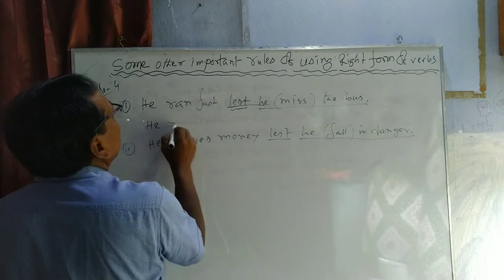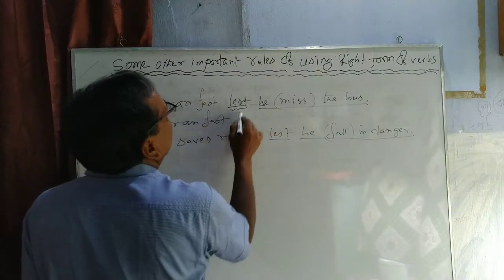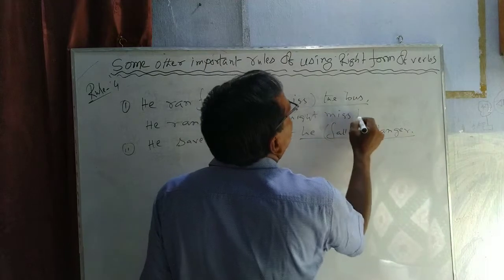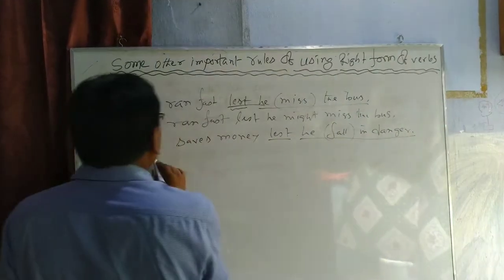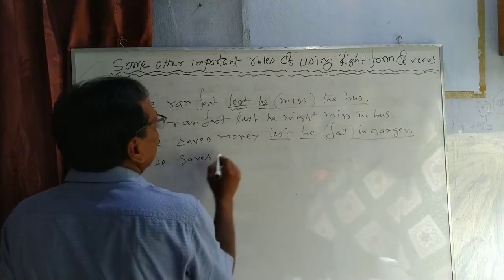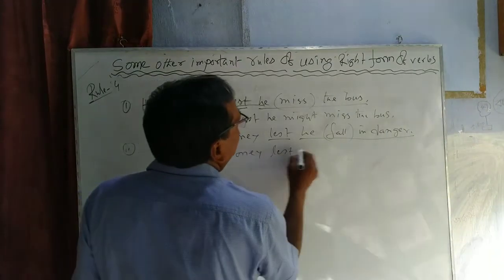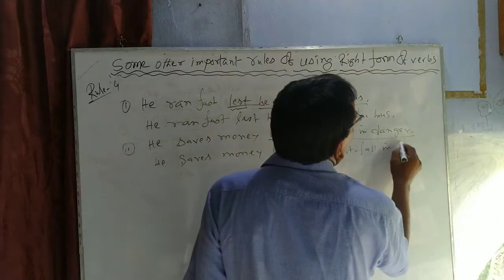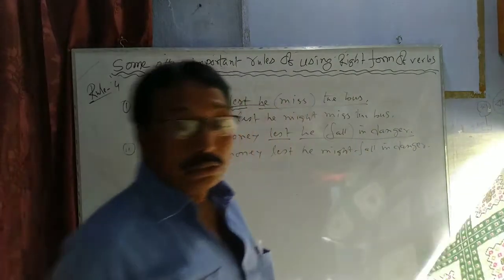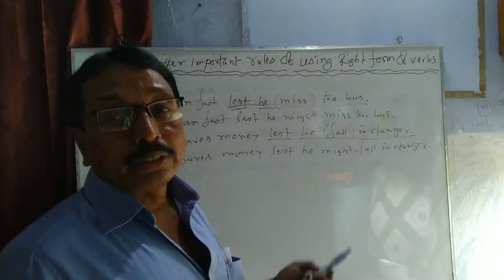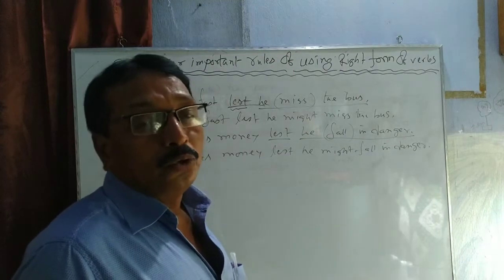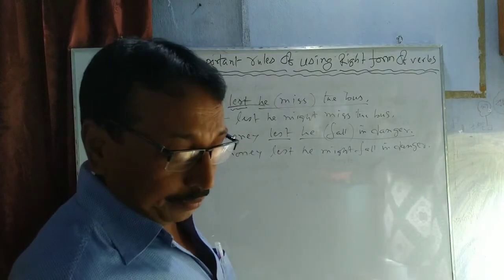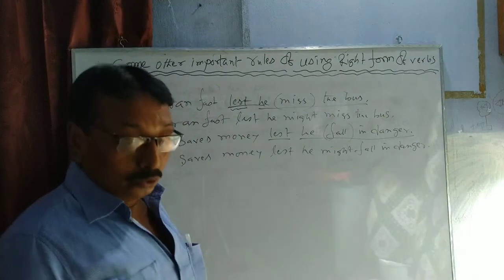So, he ran fast, lest he might miss the bus. He saves money lest he might fall in danger. So, dear students, you see, if we find in a complex sentence the subordinate clause starts with lest, we must use should or might and the base form in these subordinate clauses. Now it is your turn to solve the problem.